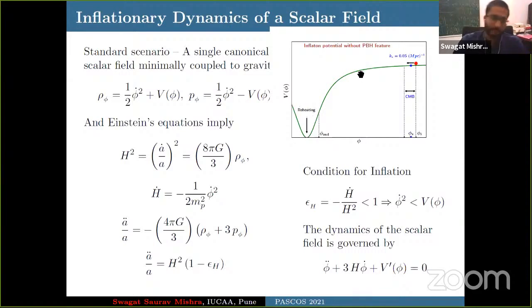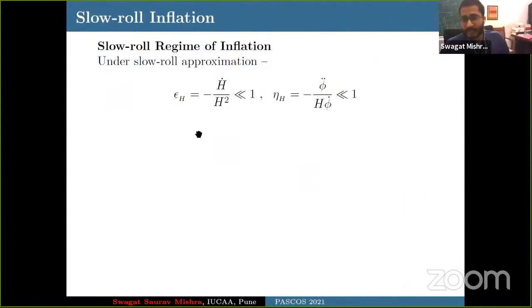That's the standard picture. And inflation would happen as long as this first slow roll parameter epsilon_H, which is like a ratio between the kinetic energy and the potential energy, is smaller than 1. So as long as the field is rolling slowly, you achieve inflation in the standard paradigm. In the slow roll regime, which is a natural attractor in most of the inflationary models, you have both the first slow roll parameter, which has to do with the speed of the field, as well as the second one, which has to do with the acceleration. Both of them are much smaller than 1.